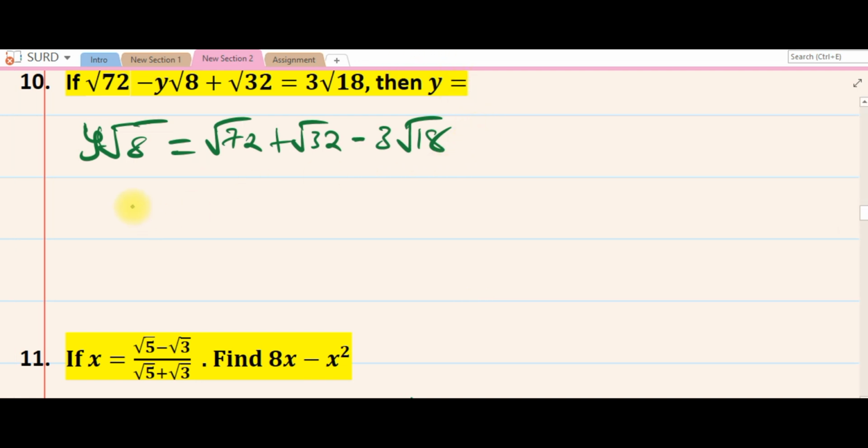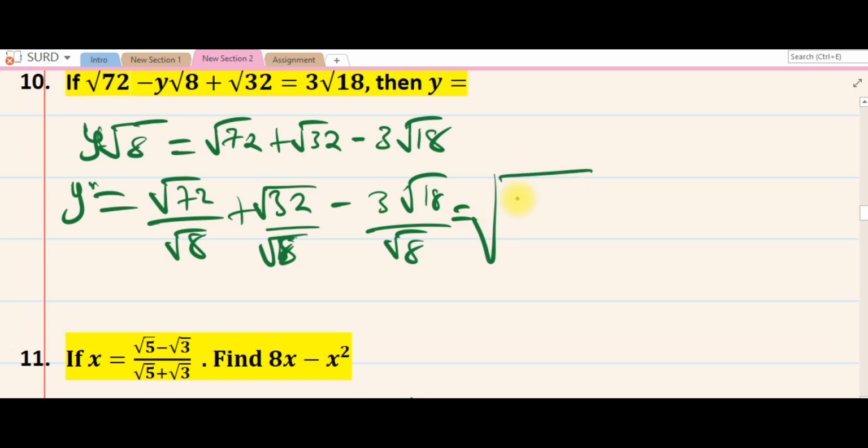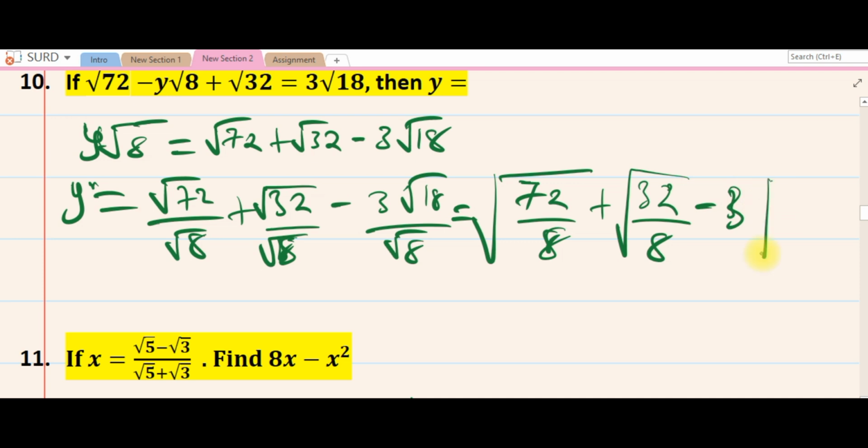So the next thing is to divide by the coefficient. So I will divide each of them by root 8. That's our denominator, which is the coefficient of y, over root 8. So the next thing, we'll bring the two together using the division law. Y, this is root 32 over that. Finally, 3 times root 18 over 8.